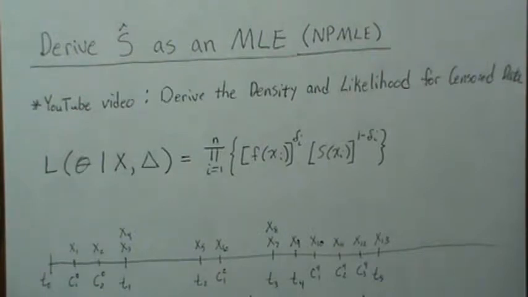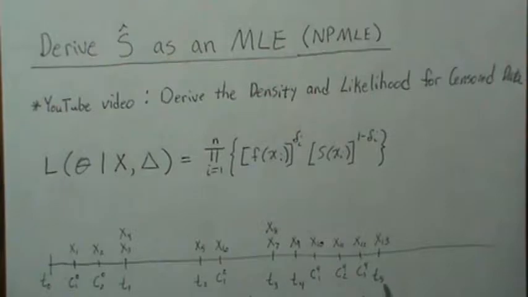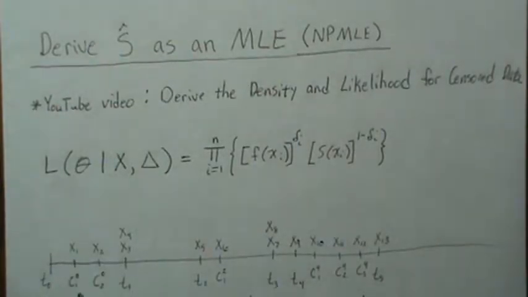Now, we do know whether they're censored or not, or whether they're an event. And if it's an event, we're going to call it a T. So T1, T2. Notice there's two people that had an event here. T3, T4, T5. And if it's censored, we're going to call it 1, 2. But the 0 means that it belongs in this interval.